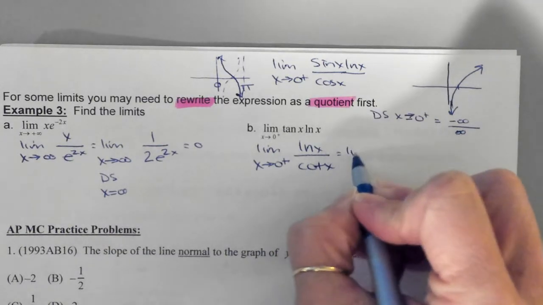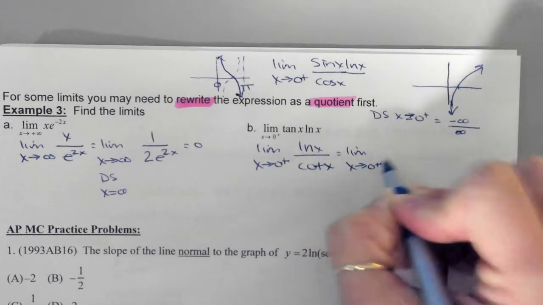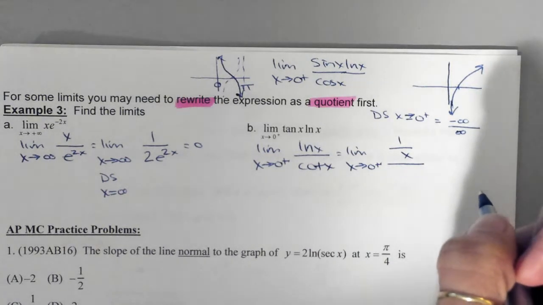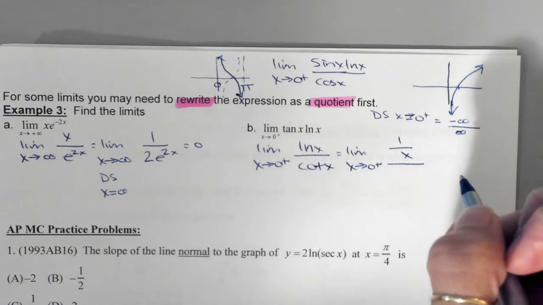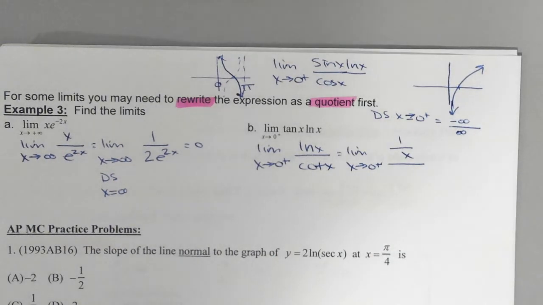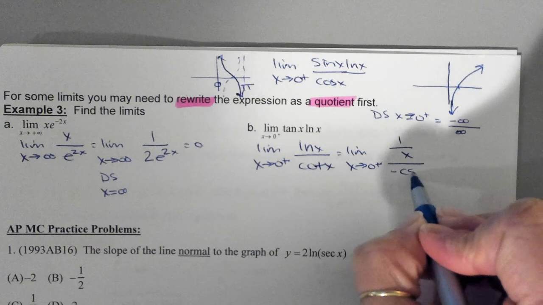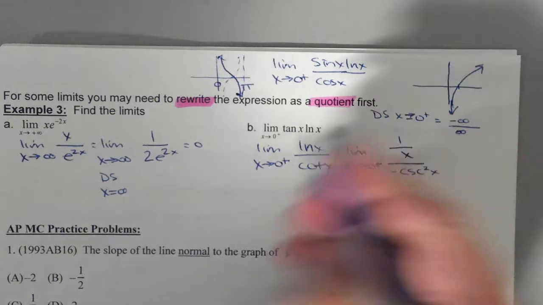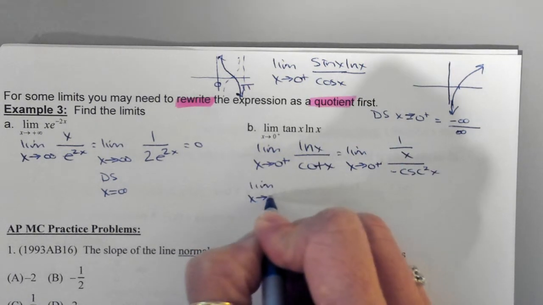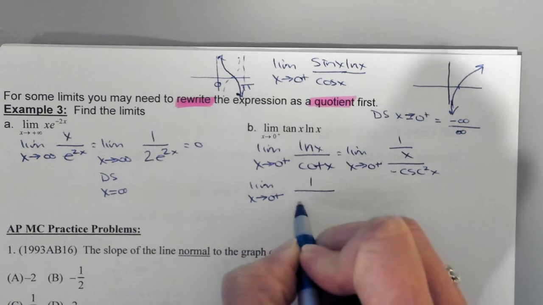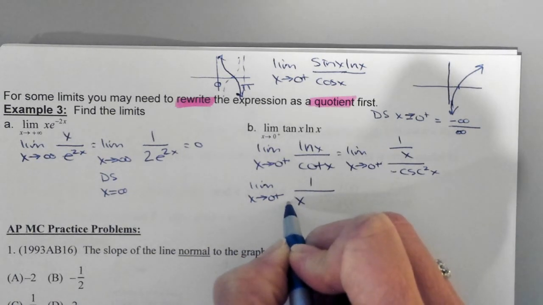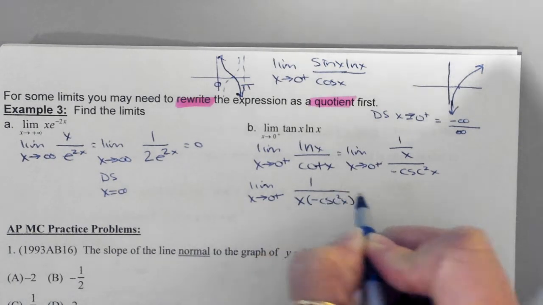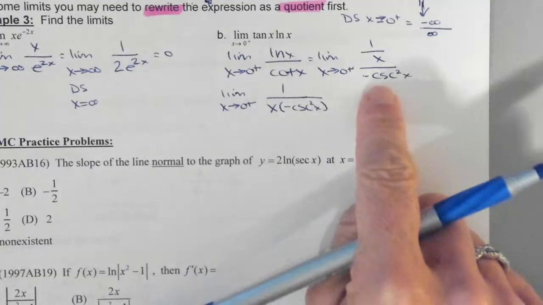Okay, so now this is where we decide we're using L'Hopital's. So you've got the limit as x approaches 0 from the right of 1 over x over, what's the derivative of the cotangent? Negative cosecant squared of x. Okay, so now I'm just going to rewrite it. It's the limit as x approaches 0 from the right of 1 over x over negative cosecant squared of x. I just rewrote it so it doesn't look like a complex fraction.